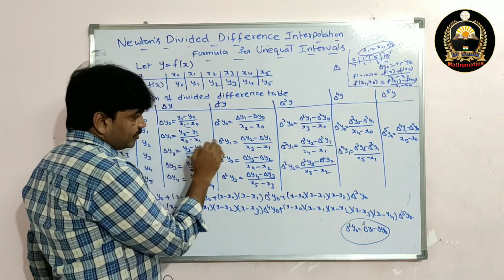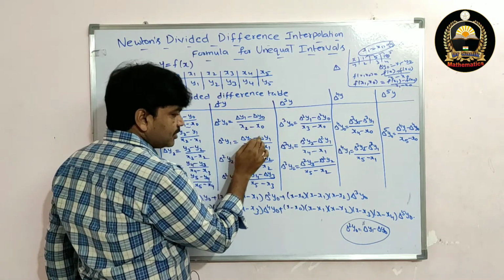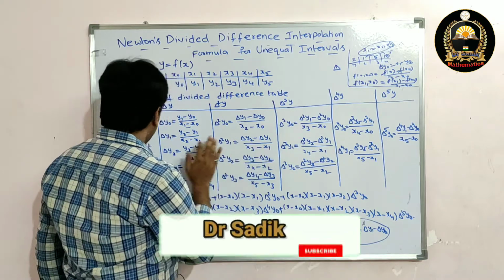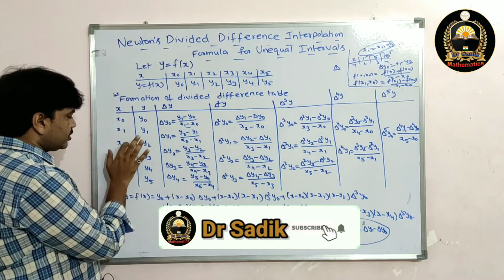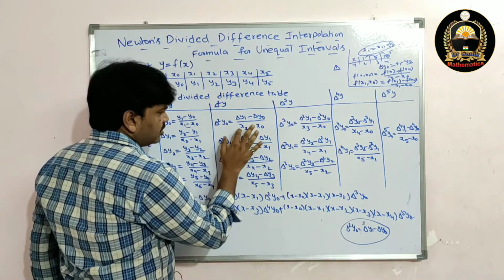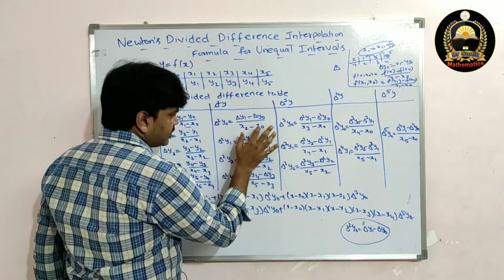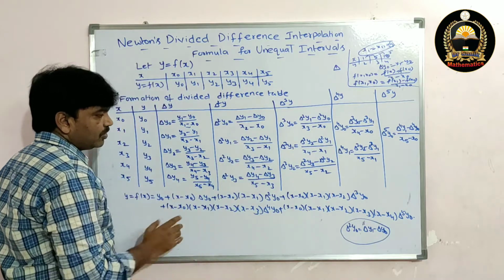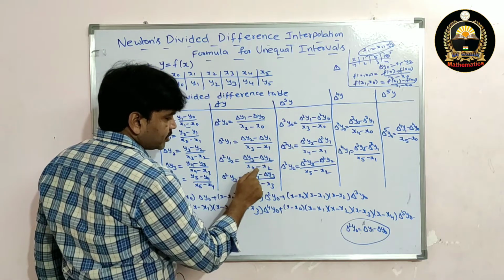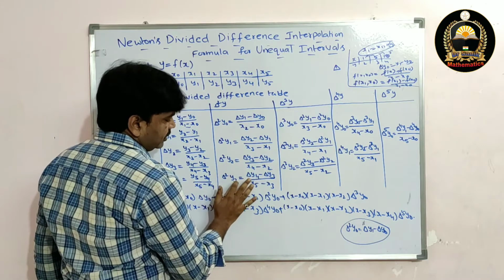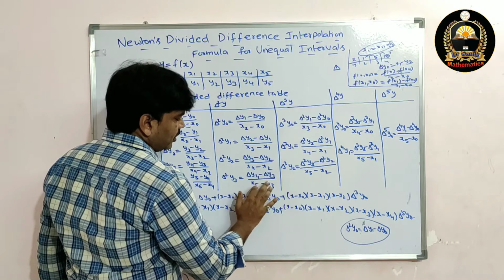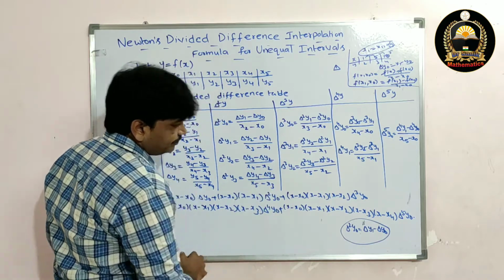Tell me, del square y1 means del y2 minus del y1, divided by x3 minus x1. Students, you skip one term; this time x2, we get x1. So x3 minus x1, or here, x2 we get x3, x0, x1. Similarly, del square y2 equals del y3 minus del y2 by x4 minus x2. Similarly, del square y3 equals del y4 minus del y3 by x5 minus x3.